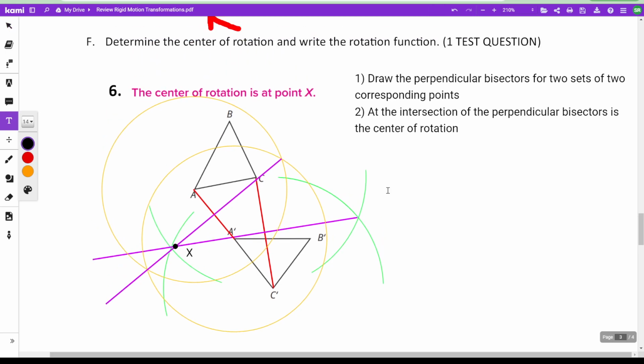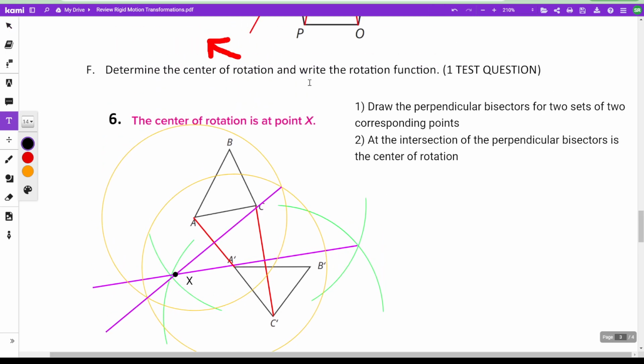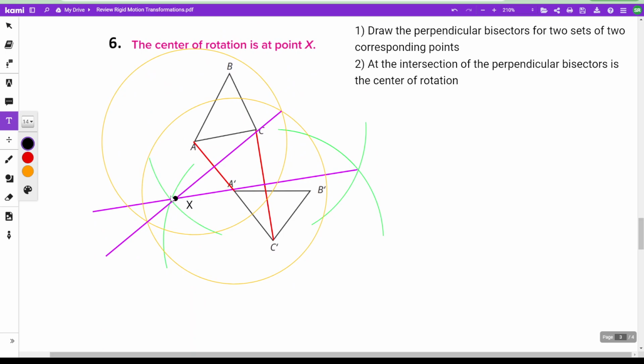Okay, and so that answers the first part of our question, which was to determine the center of rotation. And now we're going to go on to the second part of the question, which was to write the rotation function. So now that we have the center, we can start thinking about our rotation function and what we need to complete it. So we're going to use capital R for rotation, and because our center of rotation is at point X, we're going to use subscript X. And now the second term in the subscript of the rotation function is the angle of rotation.